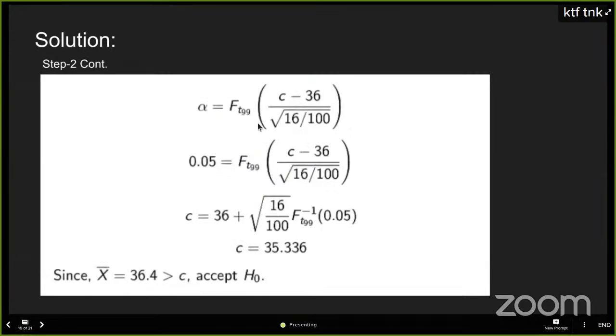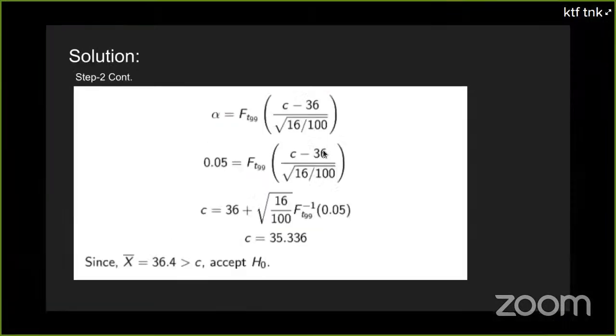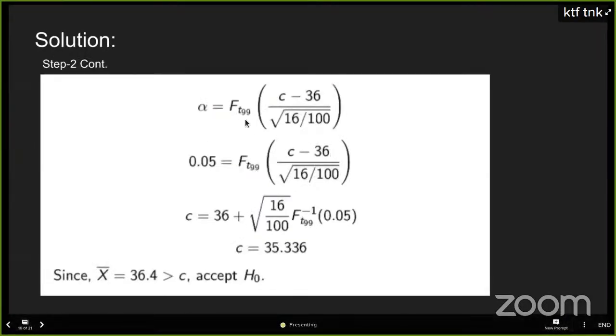Why is it 99? Because the degrees of freedom are n minus 1, and n is 100 here. So it is T 99 of C minus 36 divided by root of 16 by 100. Root of 16 by 100 is nothing but 4 by 10. So this will be C minus 36 divided by 4 by 10, and this is T 99.